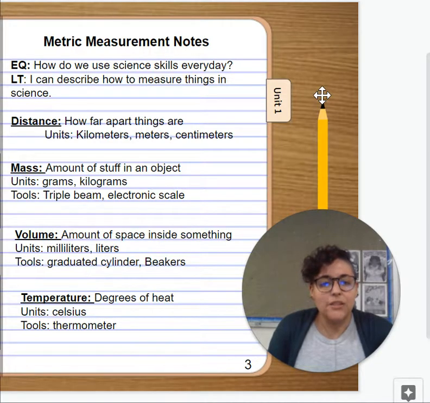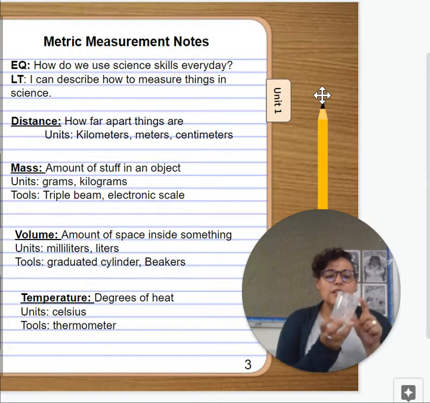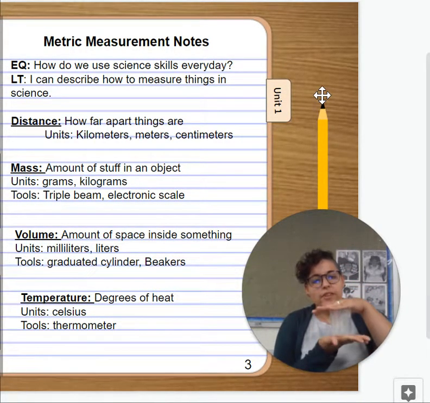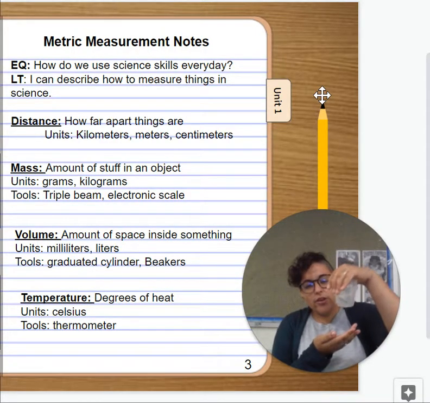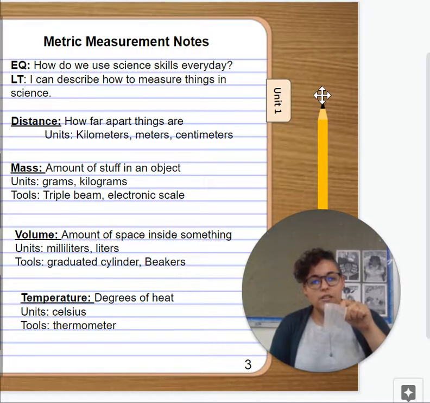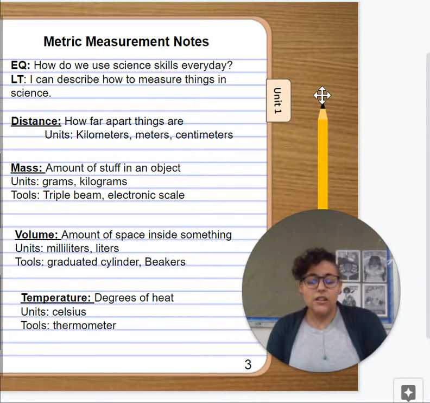Volume is the amount of space inside of something. So inside of this cup, right now there's just a bunch of empty space, but if I filled it with water, that is the volume, or the space inside of this cup. The units we use for volume are milliliters and liters.